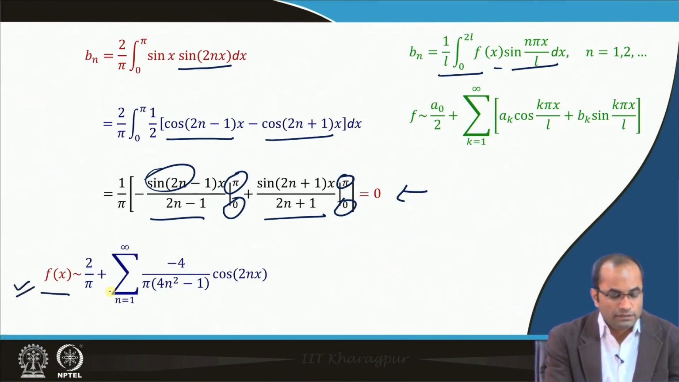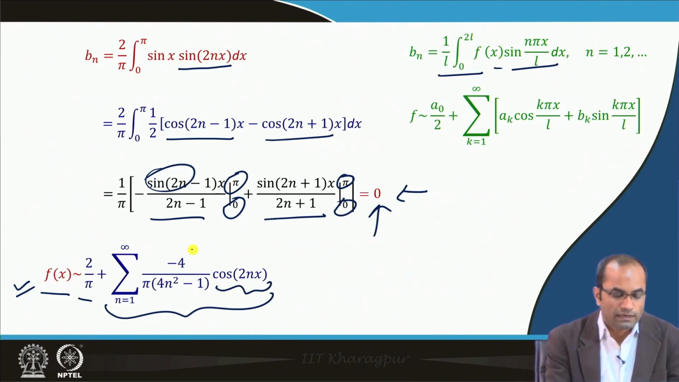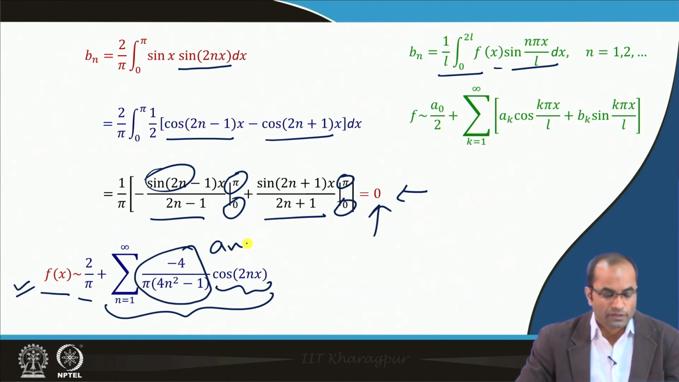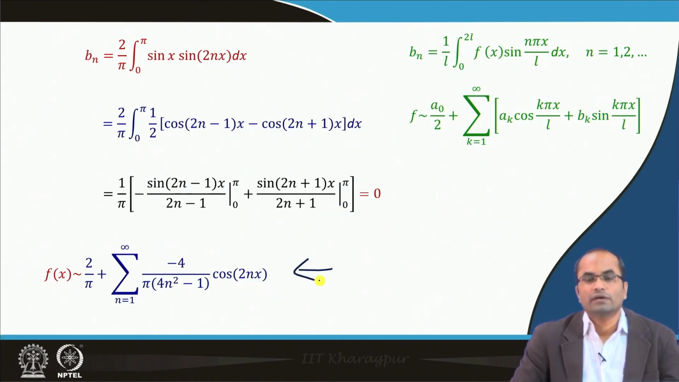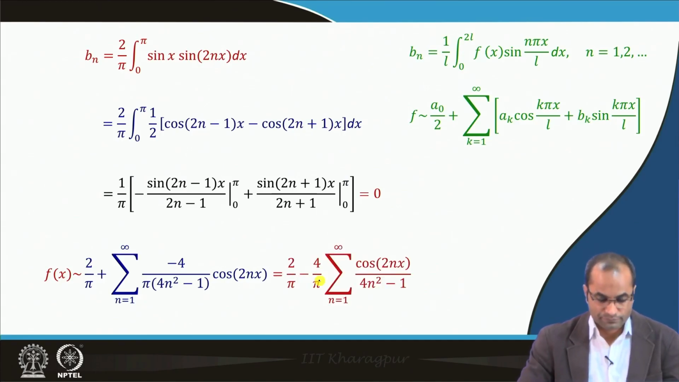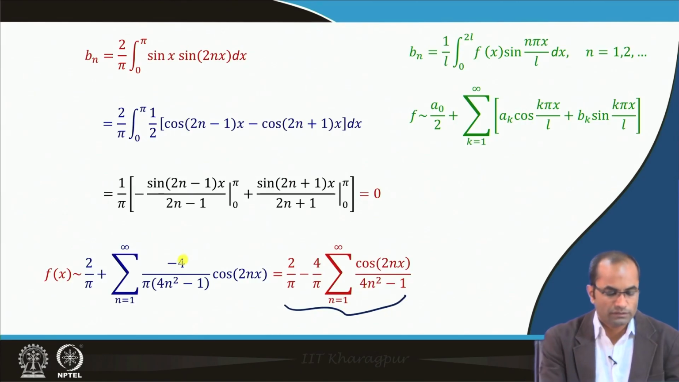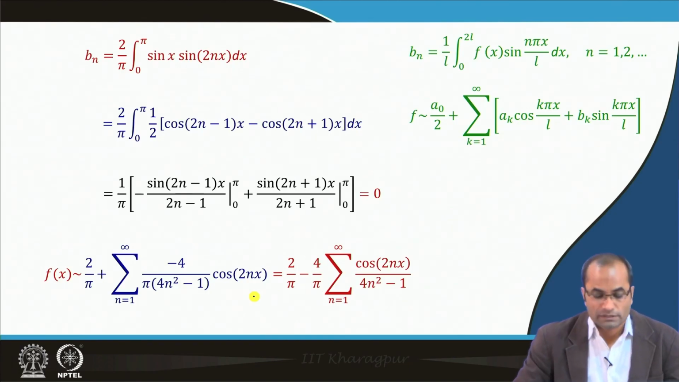So f(x) we can write down as a naught, which was 2 over pi, plus the sum of a n times cos 2 n x, and only the cos term because the b n terms are 0, so there will be no sin term. Here a n is the coefficient we have just evaluated. So we got this Fourier series when we treated the function as a pi periodic function. We can simplify a little more: taking minus 4 over pi outside, we get this series here.